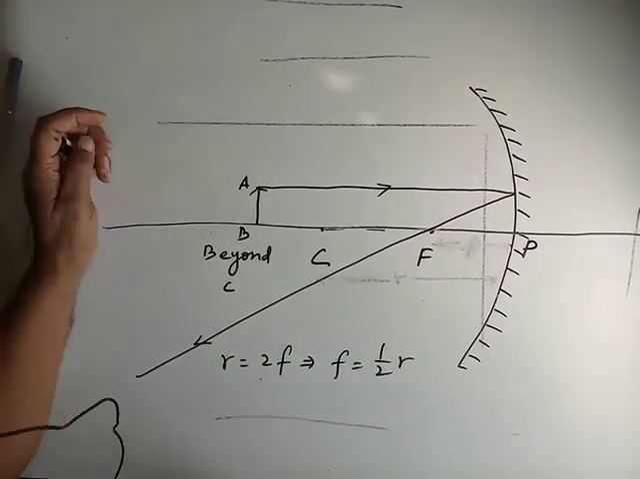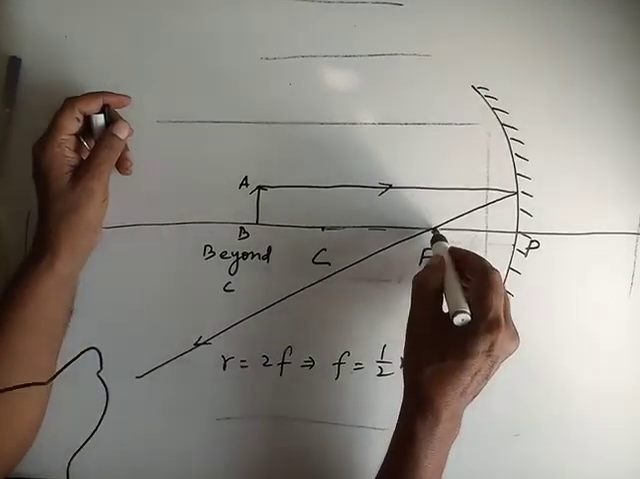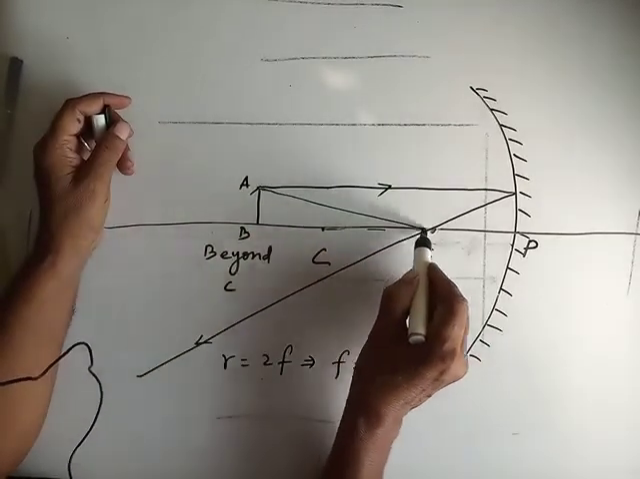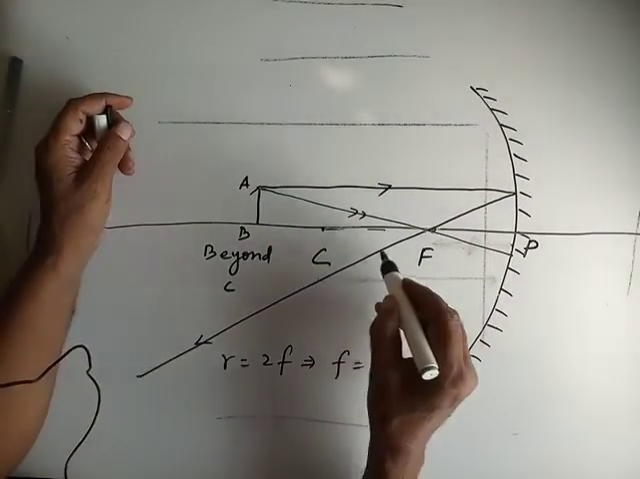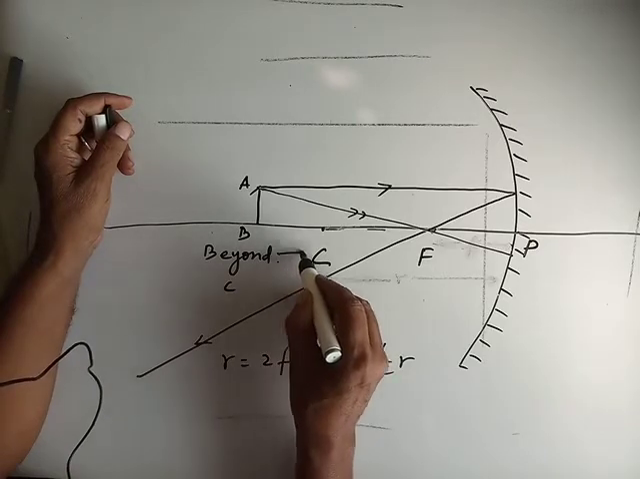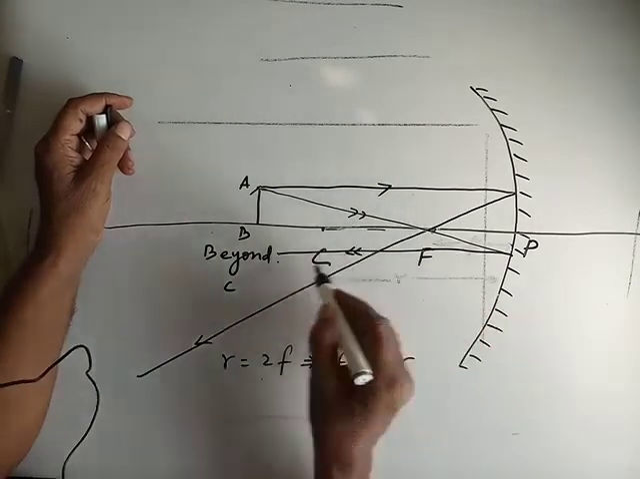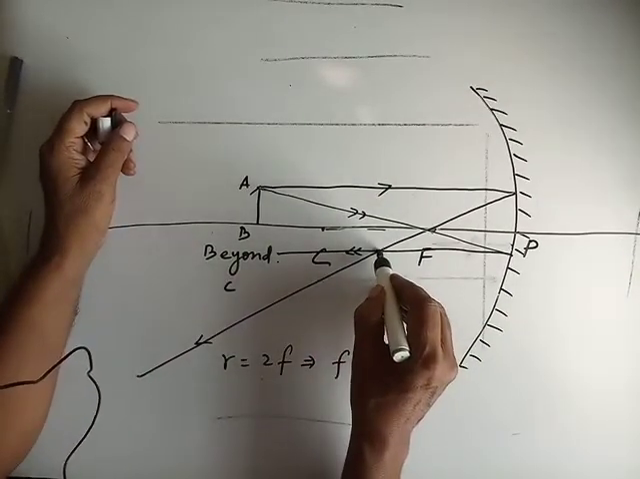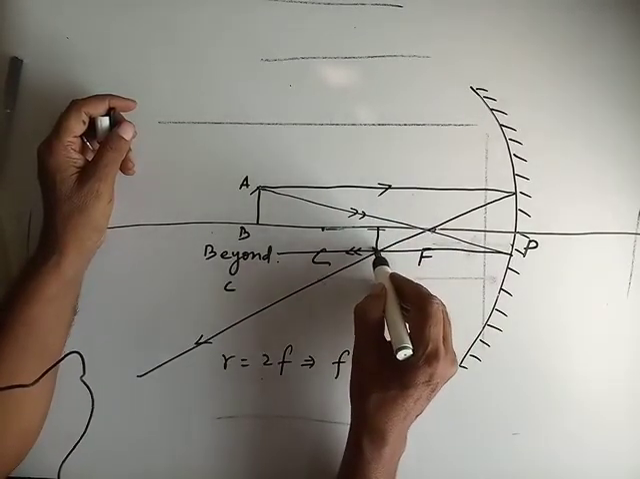Now one more ray we have to draw, passing through the focus. Look here, the focus. This is the ray. How will it go? It will move like this, parallel to the principal axis. So the intersection of these two rays is at this point.